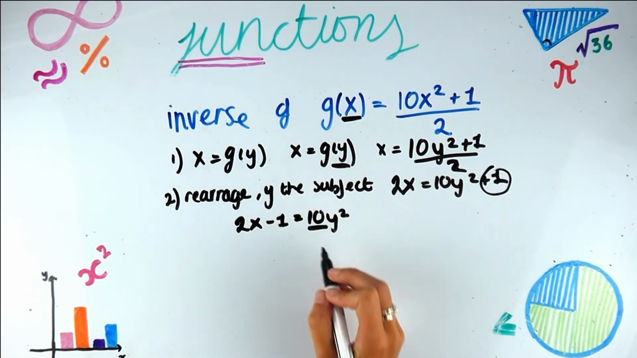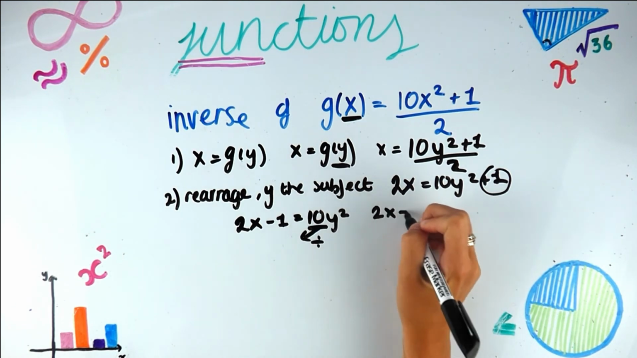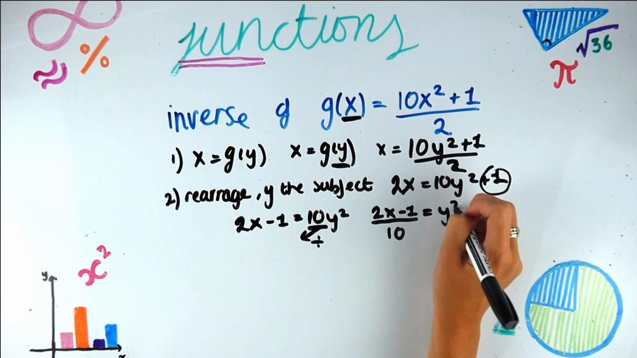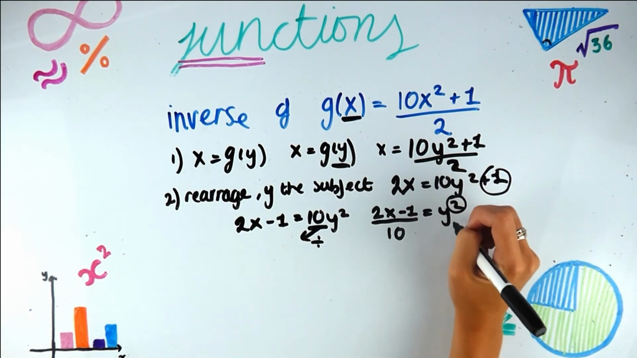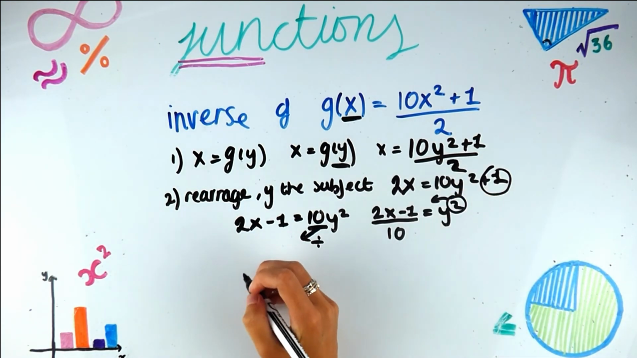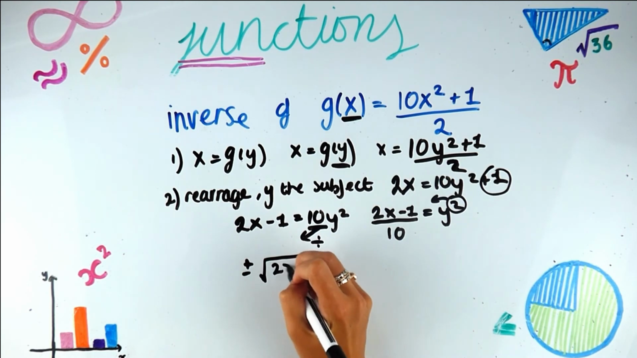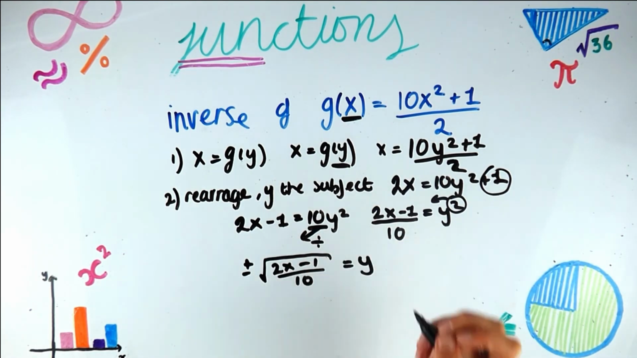I've got a 10 in the way here, it's multiply on this side, so it's going to be divide on that side. So I'm going to divide the whole thing, not just one of the terms. Okay, and then I've got a squared here, so the inverse operation over here is square root, but it's going to have to be plus or minus the square root of 2x minus 1 over 10 equals y.